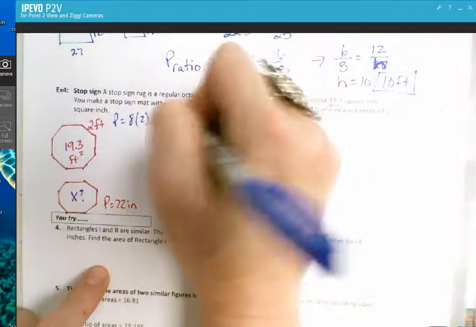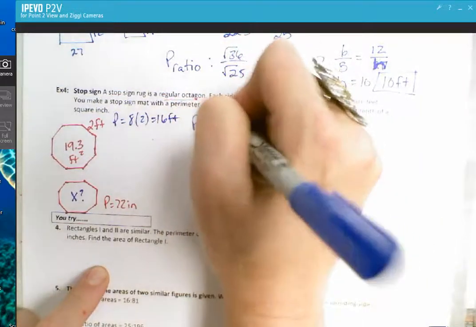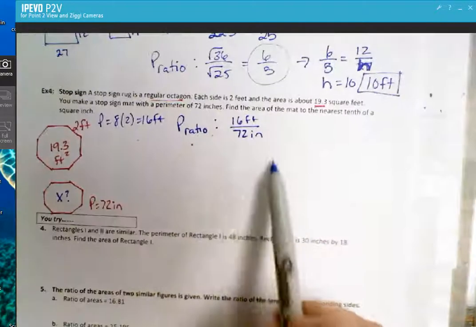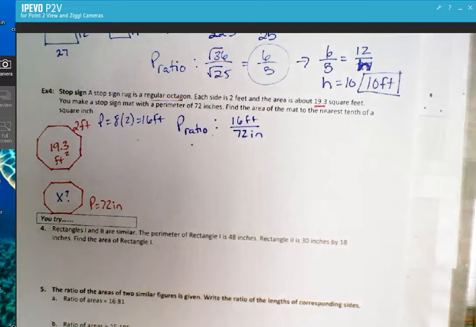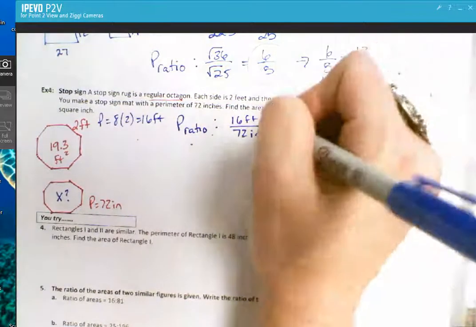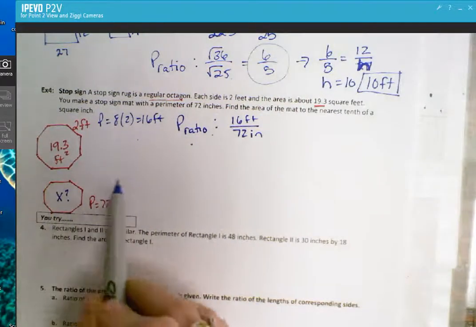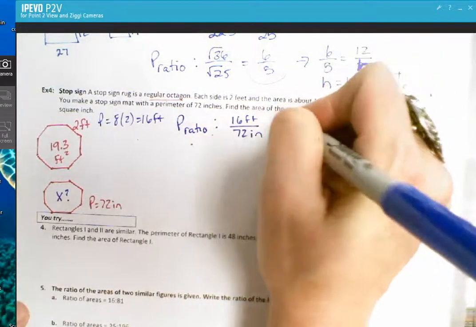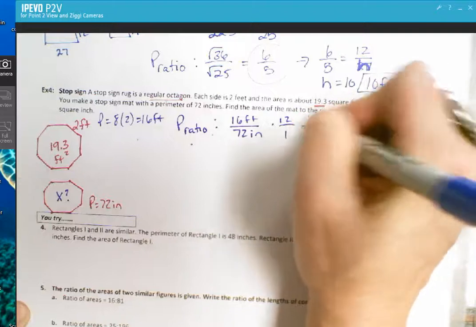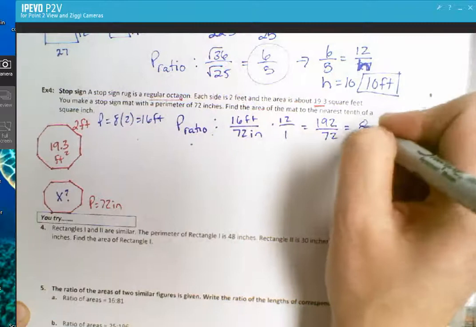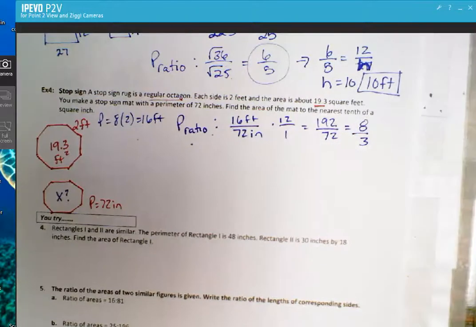But I know I have a perimeter ratio now, and it is 16 feet is to 72 inches. To go from one to the other, if I take 72 and divide it by 12, I get 6, or if I take 16 and multiply it by 12. I'm going to convert to inches because ultimately we need to be in inches since that's the area it's looking for. So I'm going to multiply this one by 12 over 1, and I end up with 192 over 72. In my calculator, that is going to math frac down to 8 to 3.